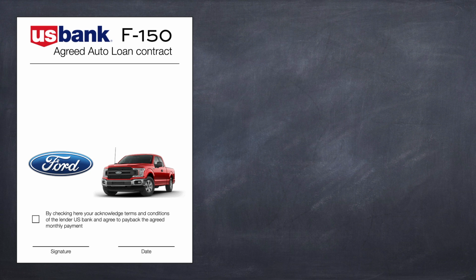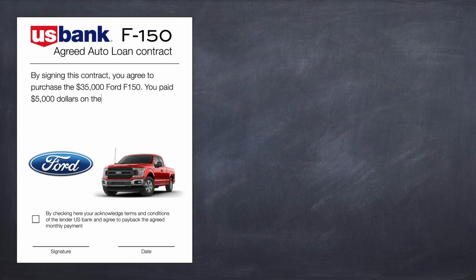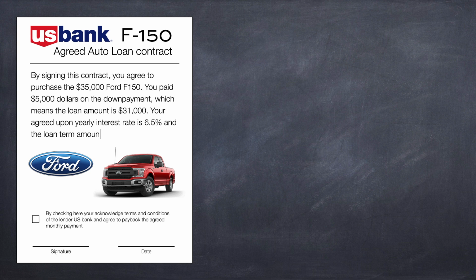So let's say US Bank checks your credit score and they say, yes, we're good to loan you this money. And so you sign a contract that looks something like this. It says, by signing this contract, you agreed to purchase the $35,000 Ford F-150. You paid $5,000 on the down payment, which means the loan amount is $31,000. Your agreed upon yearly interest rate is 6.5%, and the loan term amount is 48 months. So you agree to this, you sign all the terms and conditions, sign your name, date it, and boom, now the car is yours, and you now have to work to start paying back US Bank.